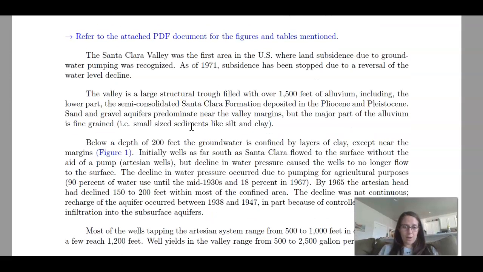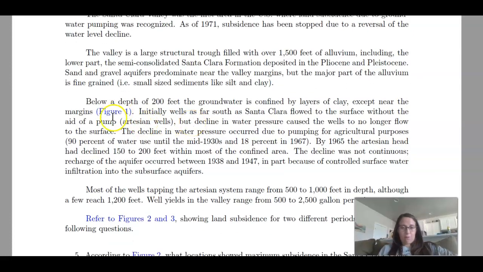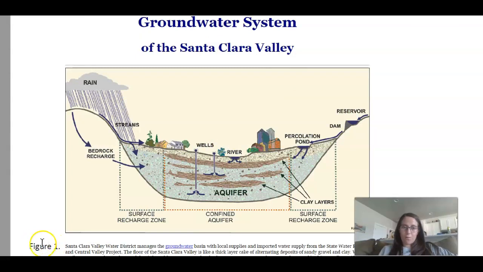Okay, so I'll skip through this until we get to different areas. Below a depth of 200 feet, the groundwater is confined by layers of clay except near the margins. It says to refer to figure 1, so let me point that out for you. This is figure 1, the first one that's on that document. Here there is a cartoon of how the Santa Clara Valley looks. The darker brown areas are the clay layers, and as you see, those clay layers lie mostly in the middle of the valley, not towards the sides of the valley. Okay?